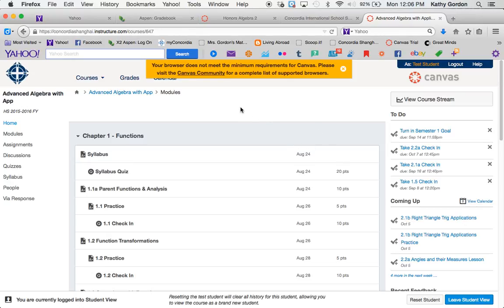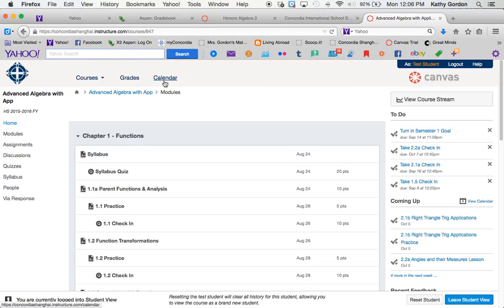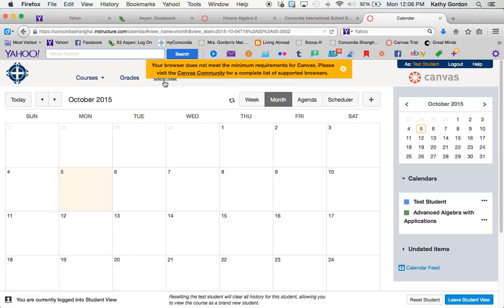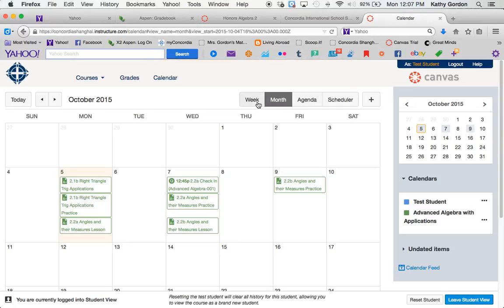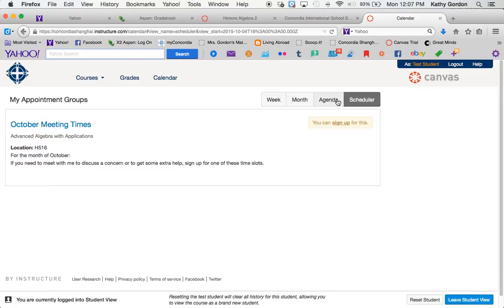So basically what you need to do is go up to your calendar up here. And then right here, you have choices about how you want to set up your calendar, whether you want to see it by the week, see it by the month, see it in agenda form. And then you have this fourth choice of scheduler. If you click on scheduler, you have this entry that says October meeting times.